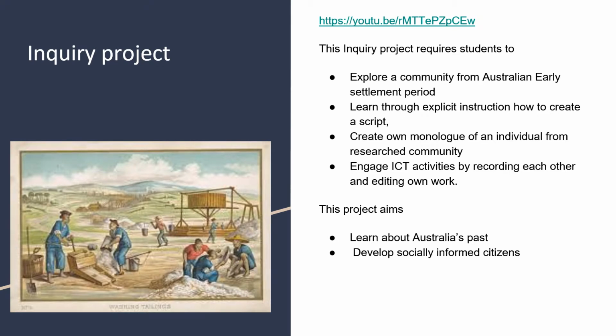In groups of 2, using the Think, Pair, Share strategy, students will research their selected community. This strategy promotes deeper conversation for students to discuss the information and reaffirm their own knowledge through each other's. After an explicit teaching lesson and creating a script, each student will create a monologue demonstrating key points of the researched information. Students will engage in ICT activities by recording each other and editing their own work. This project aims to educate students of Australia's past while developing socially informed citizens that have empathy and understanding towards others and are accepting and supportive of diversity.